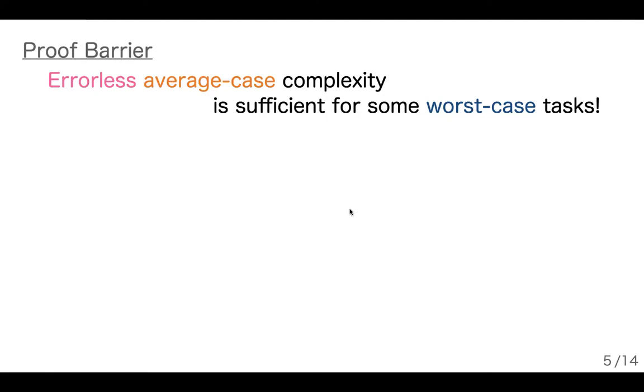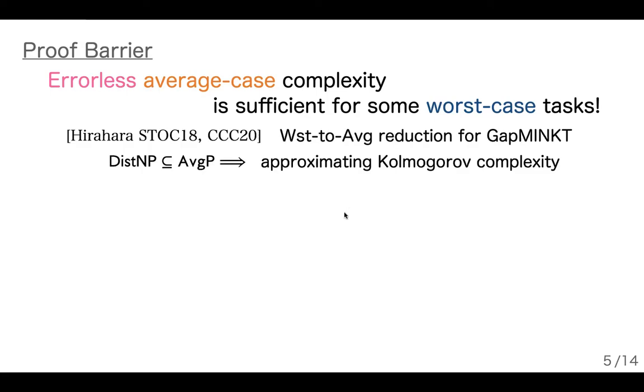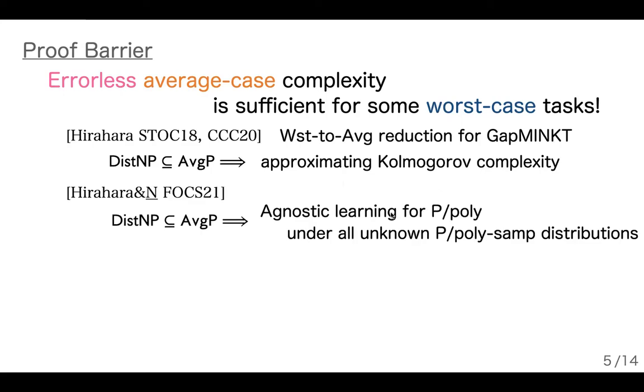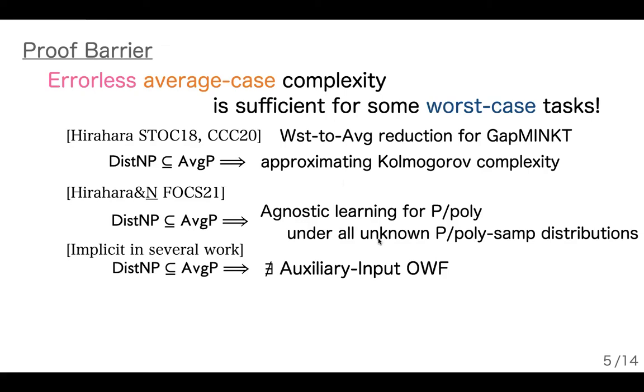Especially, errorless average-case easiness is sufficient for some worst-case tasks, such as approximating Kolmogorov complexity in the worst-case sense, or agnostic learning for P/poly, or non-existence of auxiliary-input one-way functions. This is essentially the same as a universal inverter for all given circuits.